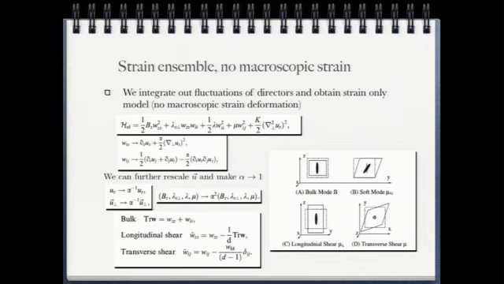So we have this elastic Hamiltonian, and we want to integrate out the director field to simplify the problem, otherwise the partition function is way too difficult to calculate.